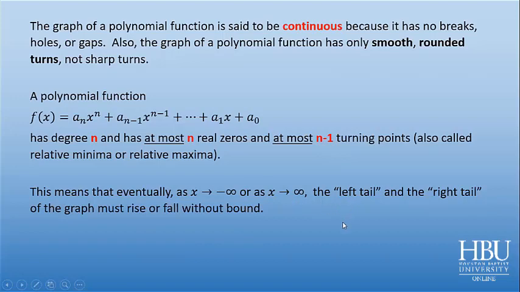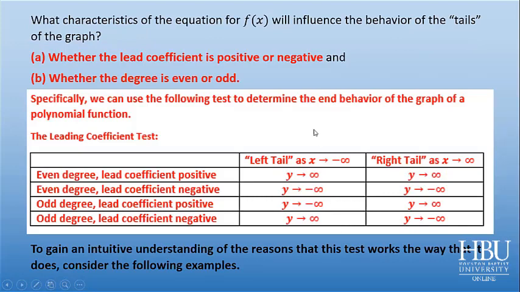What characteristics of the equation for f of x will influence the behavior of these tails of the graph? Well, two things: whether the lead coefficient is positive or negative, and whether the degree of the polynomial is even or odd. Specifically, we can use the following test to determine the end behavior of the graph of a polynomial function. We call this the leading coefficient test.